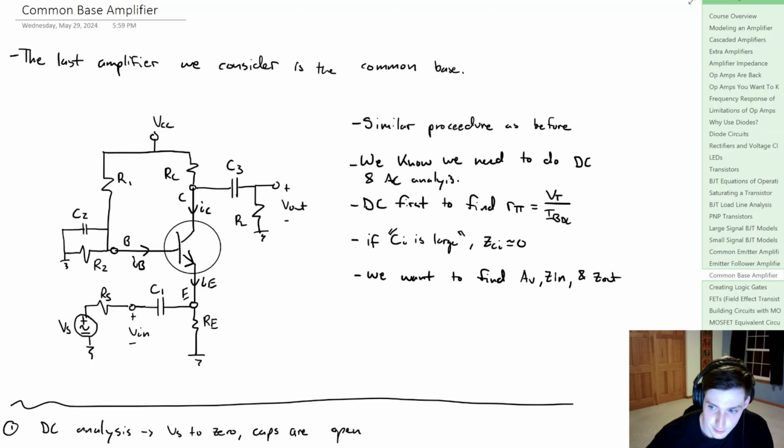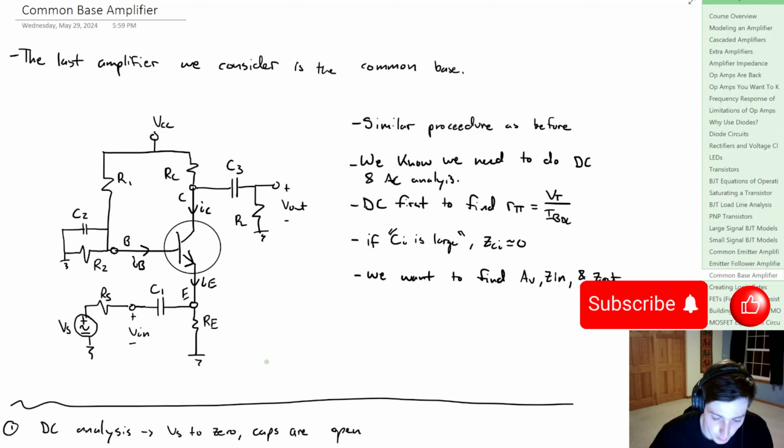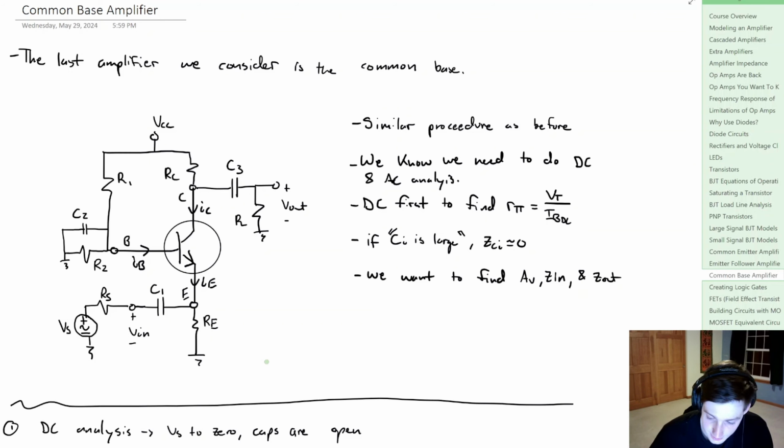Alright, we're going to try to finish up one last video for tonight, and that's going to be the common base amplifier, and that should get us through all of our transistor amplifiers, at least for the BJTs. Now, the common base amplifier is given here. It looks quite funky compared to what we've just looked at, but it's a similar procedure like we did for the previous videos.